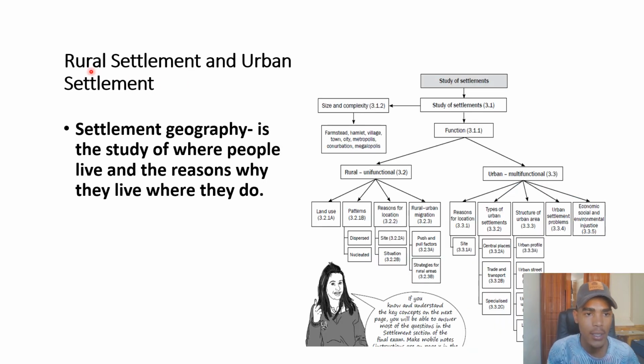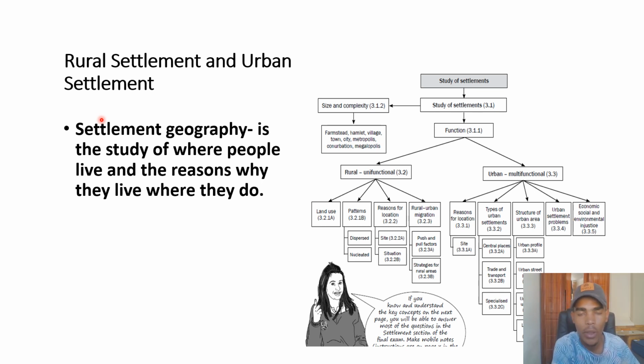so as we can see here, we have rural settlement and urban settlement, but in today's video we're only gonna focus on rural settlement. So what is settlement geography? That's the question that they might ask you in your exam.